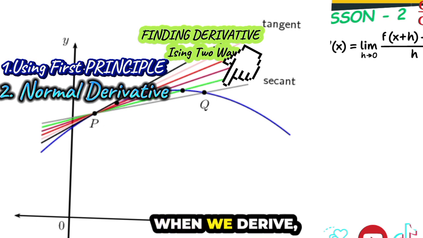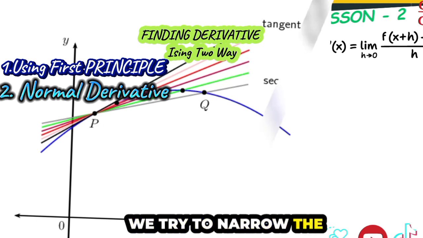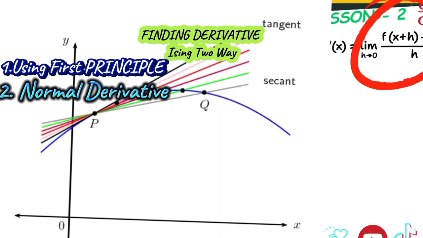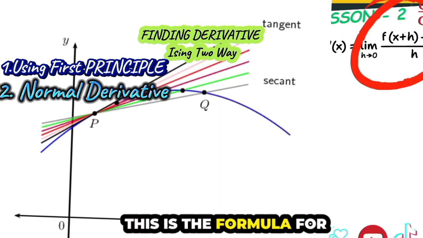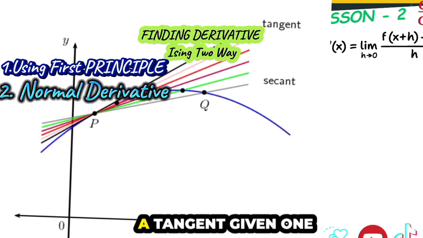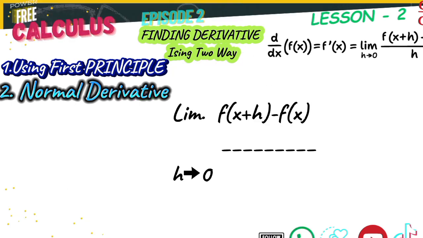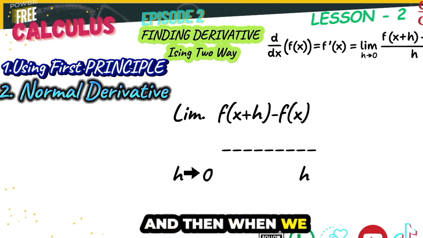So when we derive, we try to narrow the value of h from this formula here. This is the formula for finding the gradient of a tangent given 1 point. So this is how the formula is, and when we're deriving it, it brings us here.